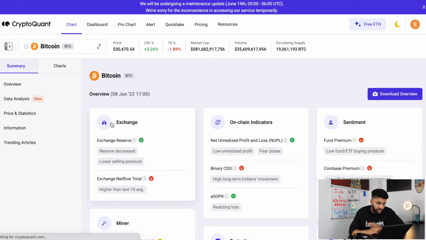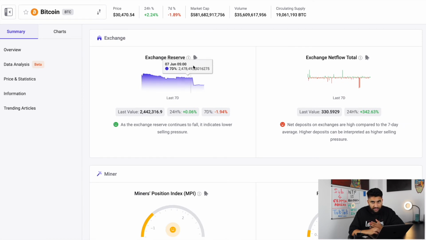So I'm going to click on exchange here, which just takes us down, and this is what I want you to really understand: exchange reserve. As we can see here, there's been a big drop when it comes to exchange reserves for Bitcoin. So what does this mean? Well, as exchange reserves drop, that means there's less selling pressure, because what we see is there's an inverse correlation between exchange reserves and price of a coin.